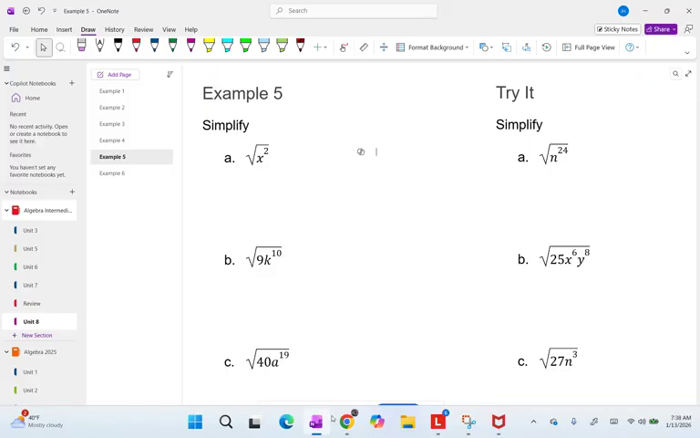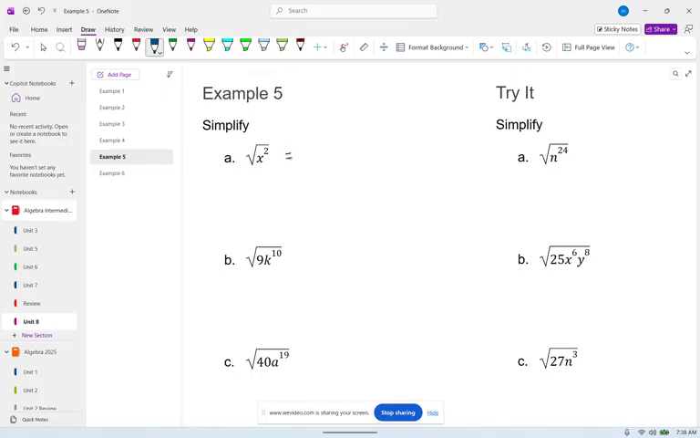So we have the square root of x squared. Our exponent is 2. 2 divided by 2 is 1. So the square root of x squared, we're going to bring out x to the first, which is just x. So the square root of x squared is just x.